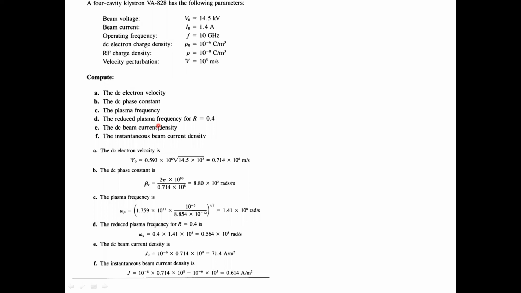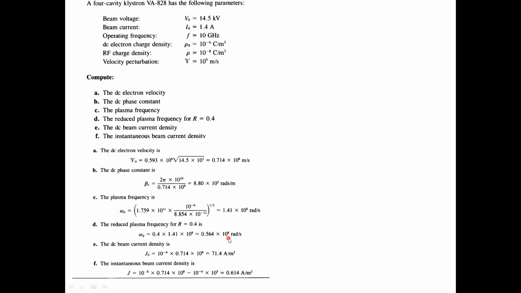Next question, calculate the reduced plasma frequency with a 0.4 reduction factor. So, the same answer: 1.414 times 10 power 8 multiplied by the reduction factor 0.4. Directly you will get the reduced plasma frequency equal to 0.564 times 10 power 8 radians per second. So this is the answer for this one.